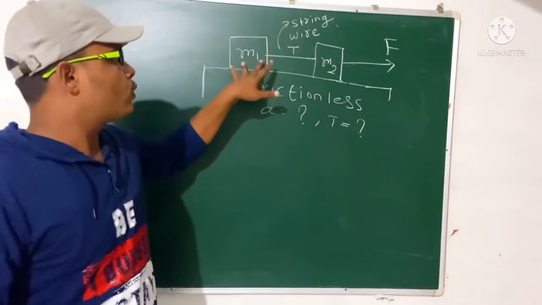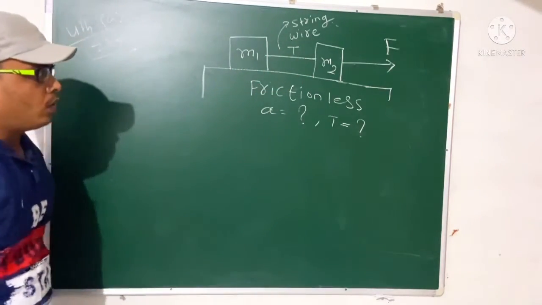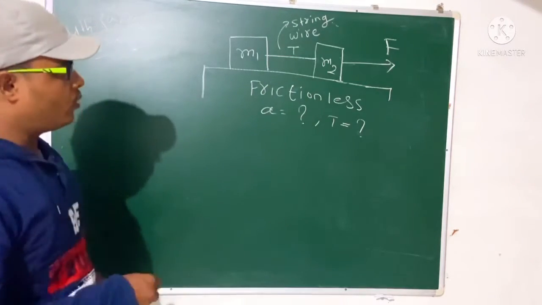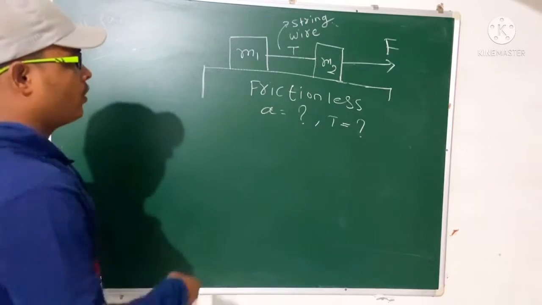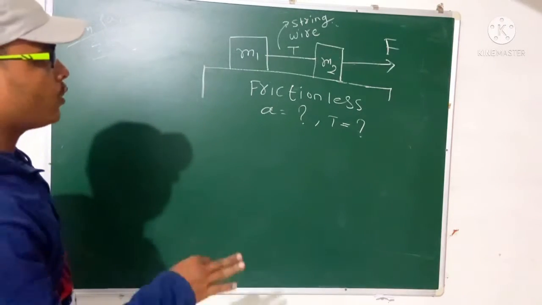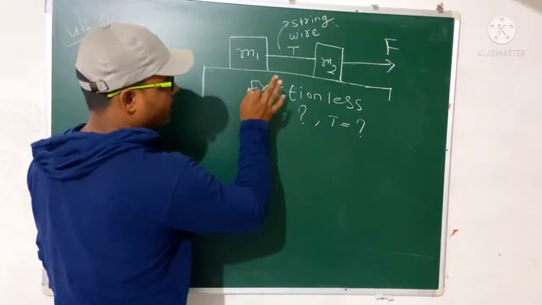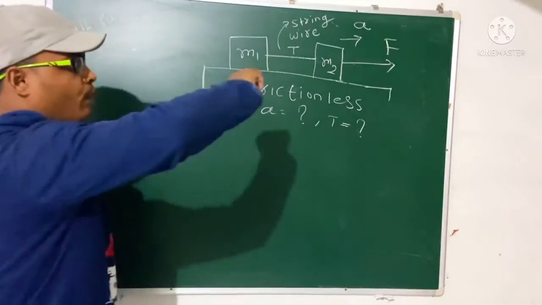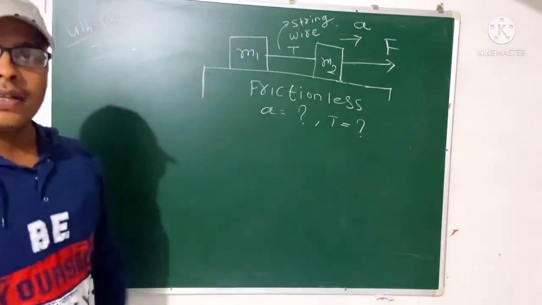So M2 will give also some force to M1. That is the tension force. Remember, there is no friction, so we will not discuss the weight and normal force also. So there will be two forces only: the pseudo force and your tension force. This is the acceleration direction, because we are pulling M1 and M2 to the right side. So the acceleration will be to the right side.